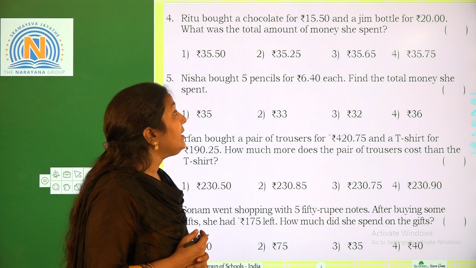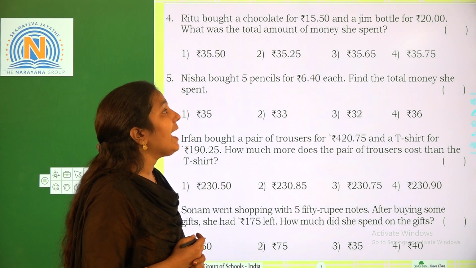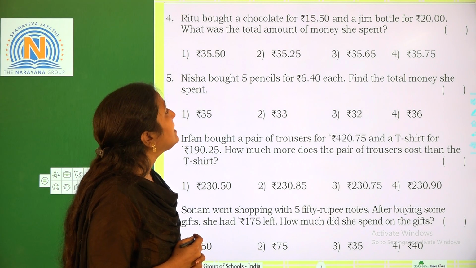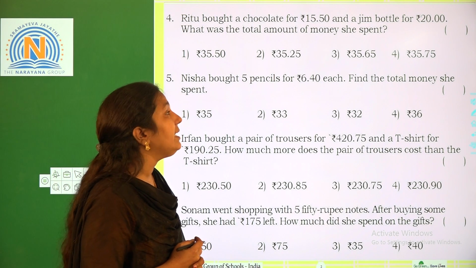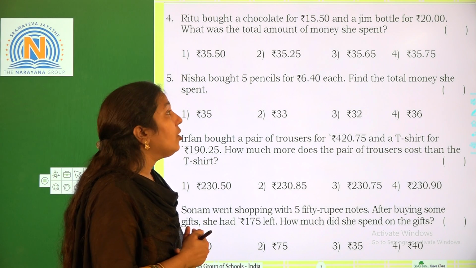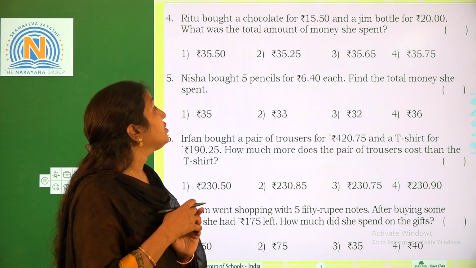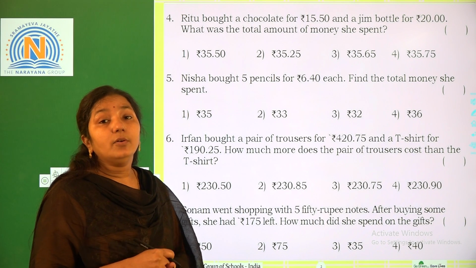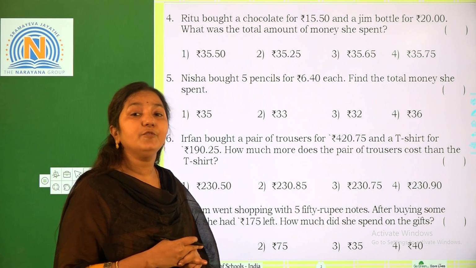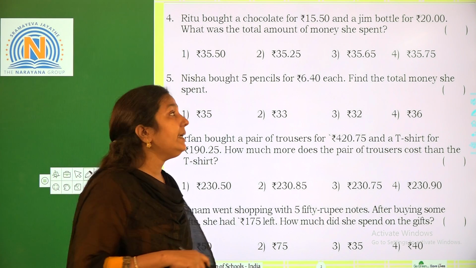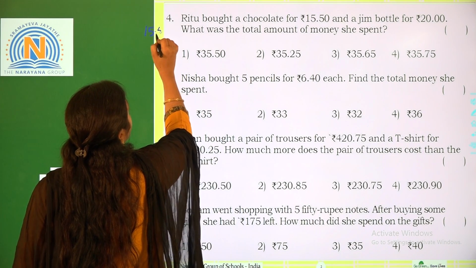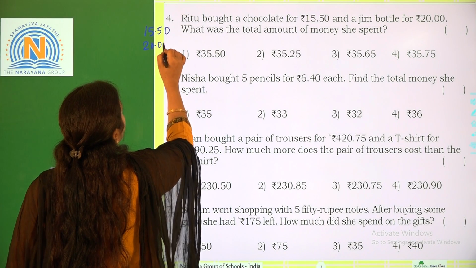Ritu bought a chocolate for 15 rupees 50 paise and Jim bought one for 20 rupees. What was the total amount of money spent? So here we know the cost of the chocolates, then how much they spent already we can check. Which operation do we have to do? We have to do addition. So add 15 rupees 50 paise and 20 rupees.